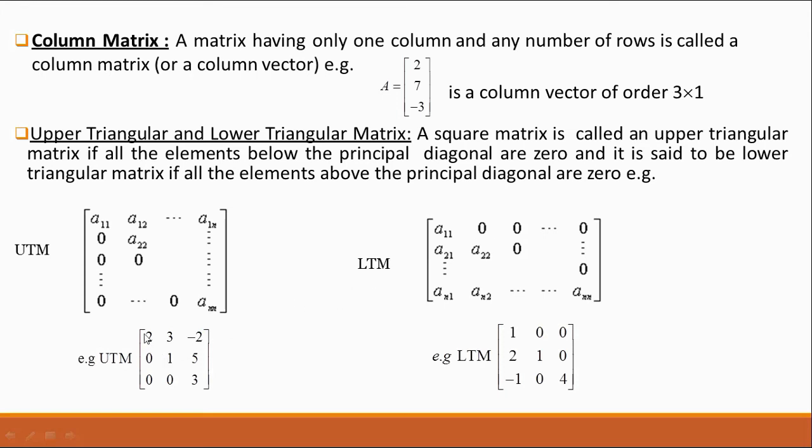For example, in this matrix 2, 1, 3 lie on the principal diagonal, and all the elements below this principal diagonal are 0, so this is an upper triangular matrix. Similarly, in this matrix 1, 1, 4 lie on the principal diagonal, and all the elements above this principal diagonal are 0, so this matrix is a lower triangular matrix.